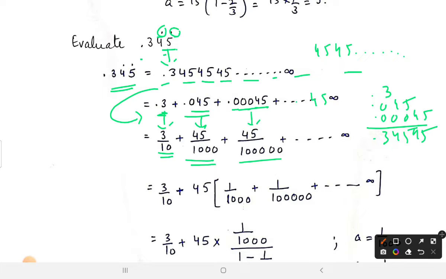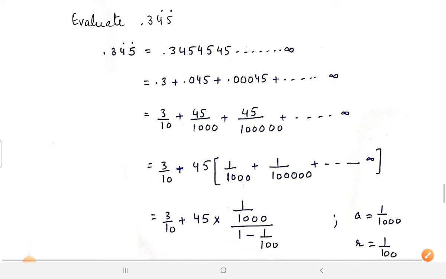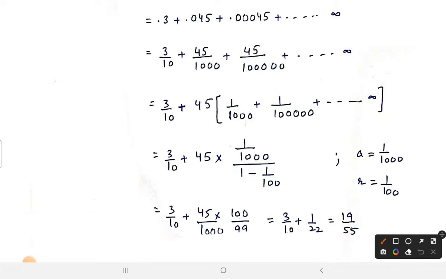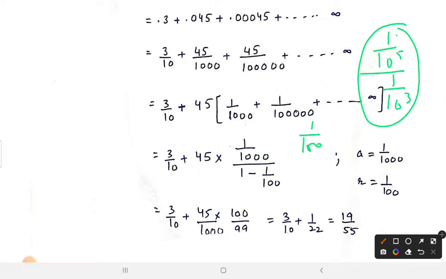So we have 45 common. This is 10 to the power 3, this is 10 to the power 5 and so on. So what will be the common ratio? The common ratio will be 1 upon 10 to the power 5 divided by 1 upon 10 to the power 3. Clear? Why? Because after solving this, the common ratio is equal to 1 upon 10 to the power 2, which is 100. So common ratio is 1 upon 100, right?